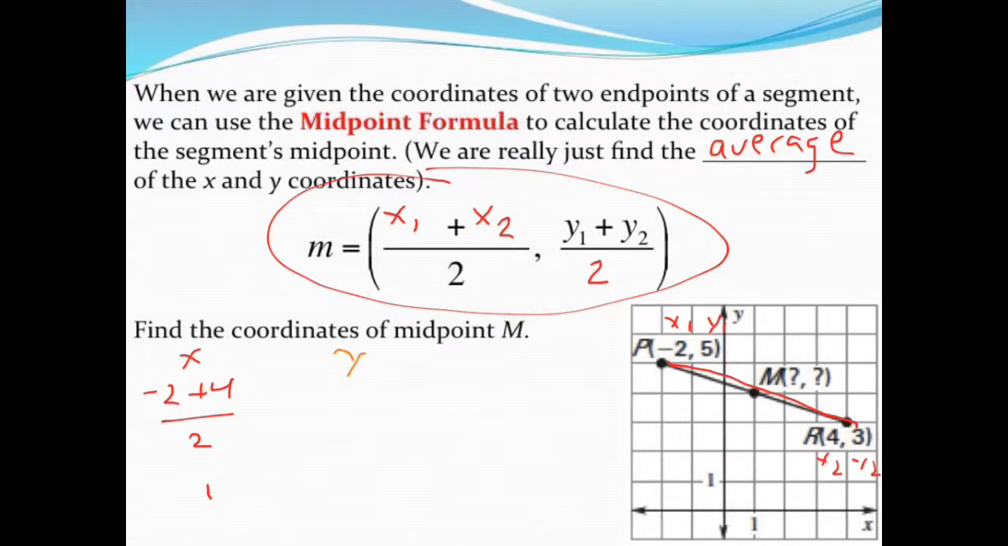Let's do the same with our y coordinates. So I'll label that y. My y1 value is a 5, my y2 value is a 3, and then I'll take half of that because I want to find the middle, the average of it. So 5 plus 3 gets me 8, half of 8 gets me 4.